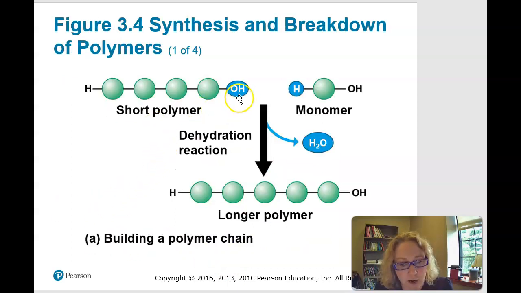Here's another one. Here's your oxygen, hydrogen, hydrogen, H2O. On the end, the H2O is going to come off. You're going to lose water, and you're going to put this monomer on the end here.